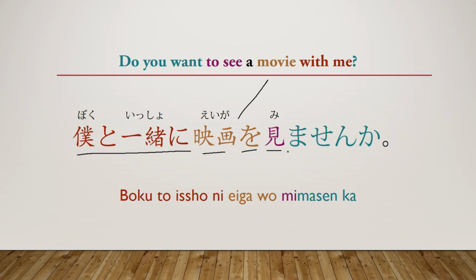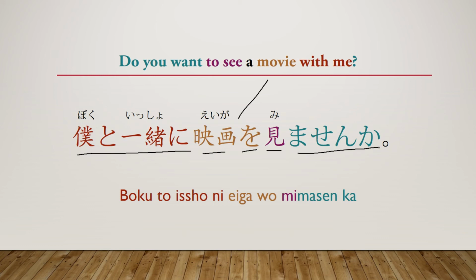And then mi, this comes from the verb miru, to see. And then our masenka form. And basically, by putting this in the masenka form, you're just turning this into an invitation. So you're just asking them if they would like to come see the movie with you. So you're inviting them to come along with. And that is going to do it for today's lesson.